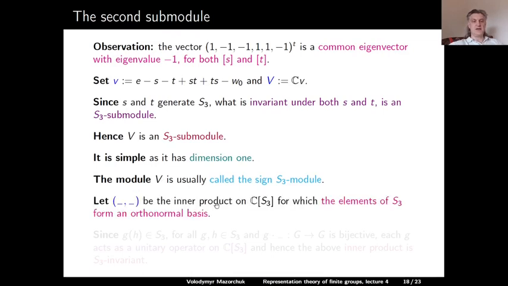Consider the inner product on the left regular module for which the elements of the group form an orthonormal basis.